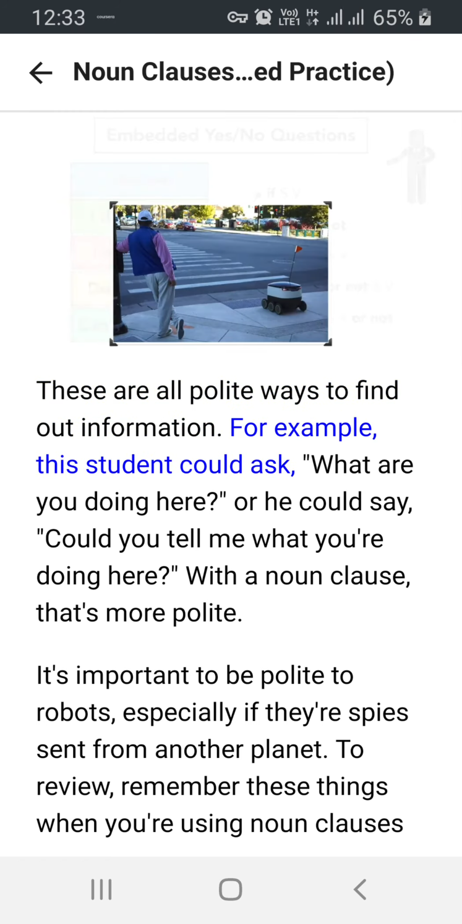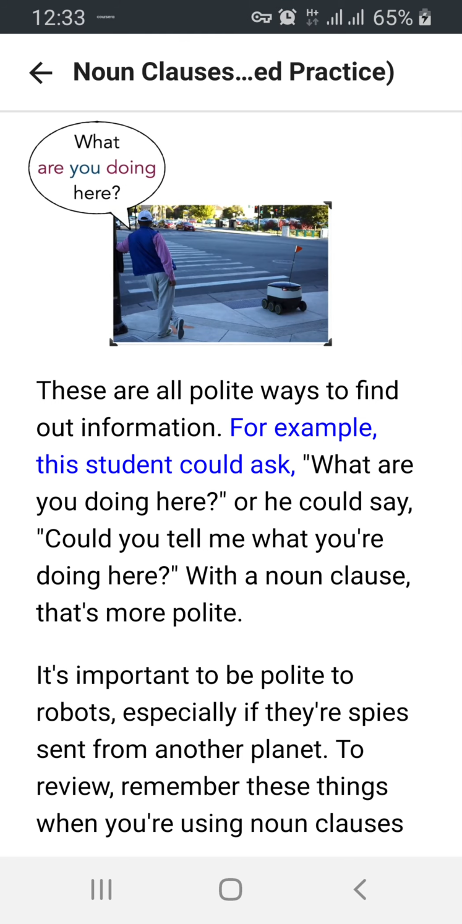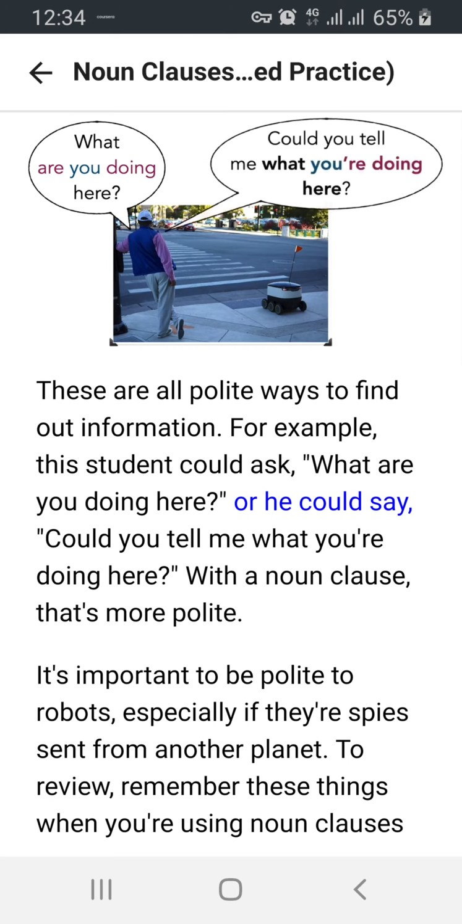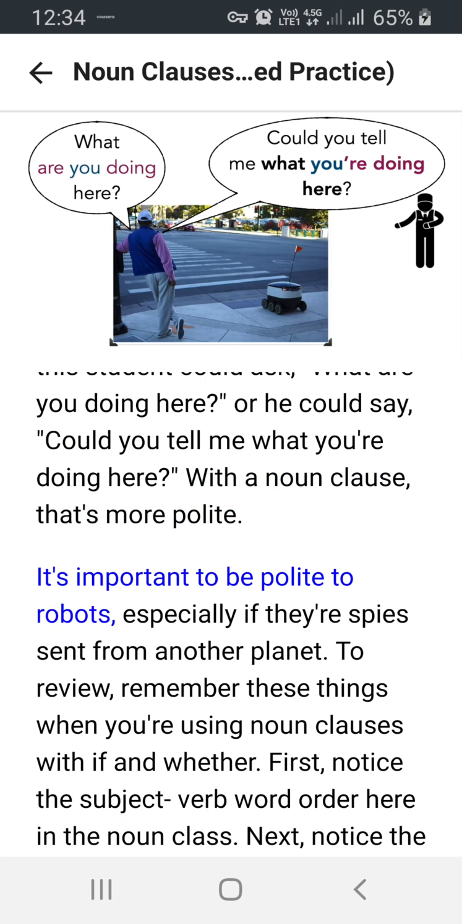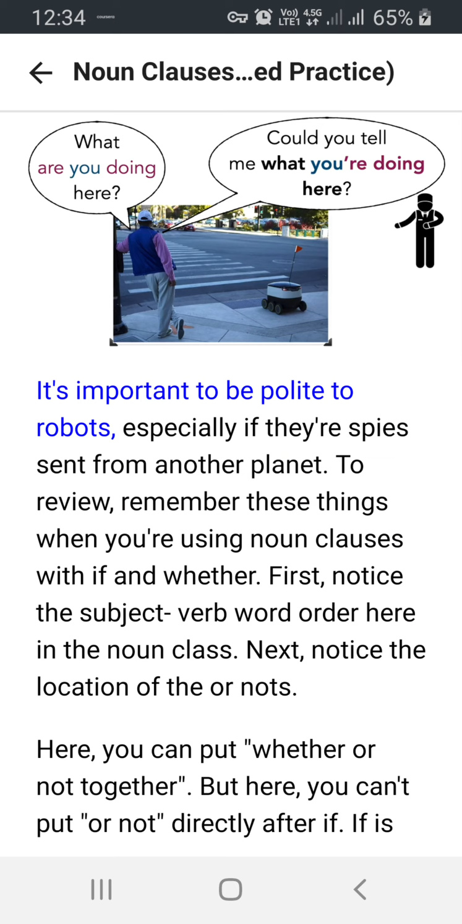For example, this student could ask, what are you doing here? Or he could say, could you tell me what you're doing here? With a noun clause. That's more polite. It's important to be polite to robots, especially if they're spies sent from another planet.